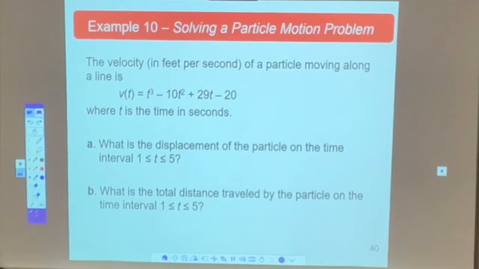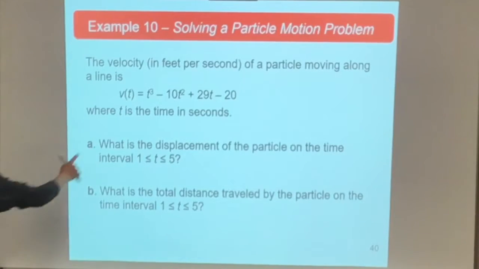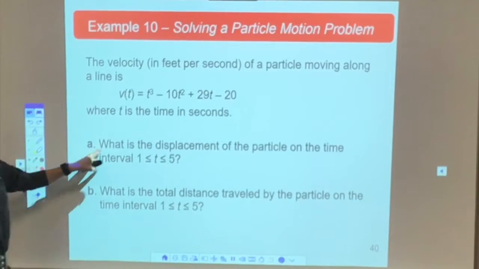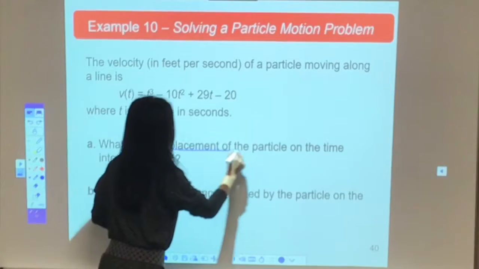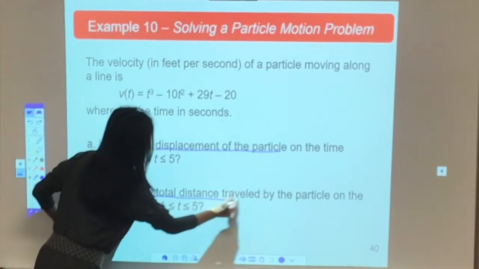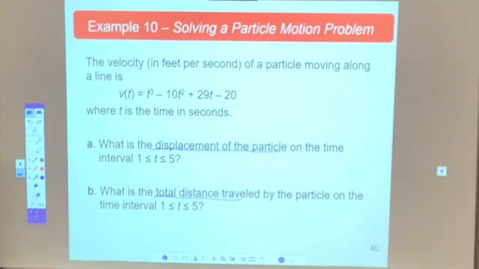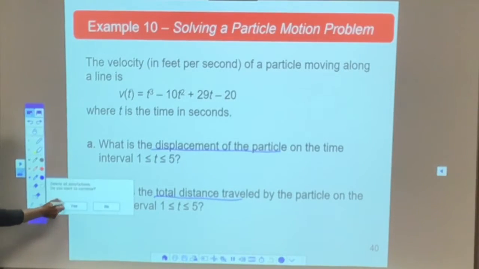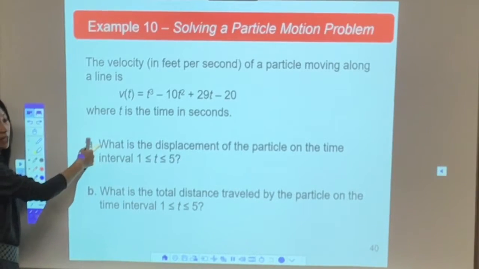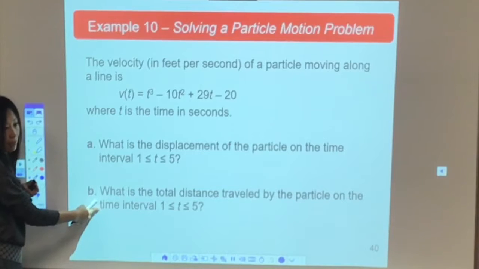All right, so example. The velocity in feet per second of a particle moving along a line, where t is time in seconds. First one, what is the displacement of the particle over the time interval 0 to 5? The other one is, what is the total distance? We know the answers are not going to be the same, because for displacement direction matters, which means you can cancel out some of them. But for total distance, it's all added.